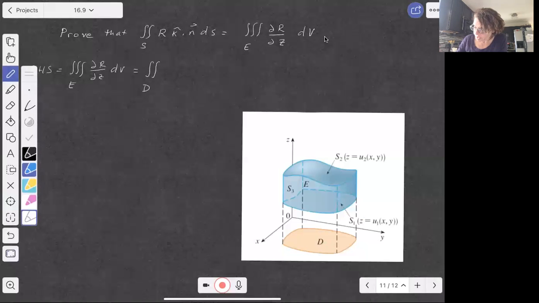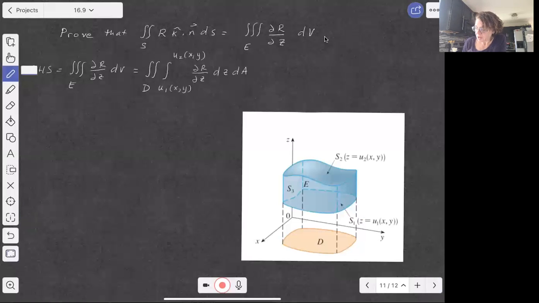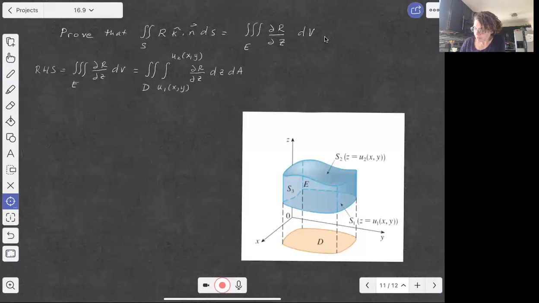And then for z, I actually have some limits. So the lower limit for z is u1 of x, y. The upper limit is u2 of x, y. And then we have dR/dz dz, and then we have to integrate with respect to x and y, so I'm going to write that as dA.